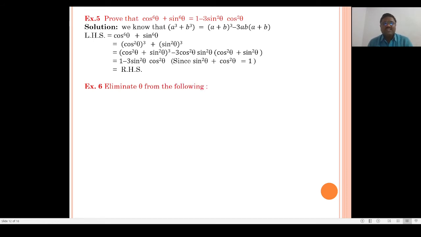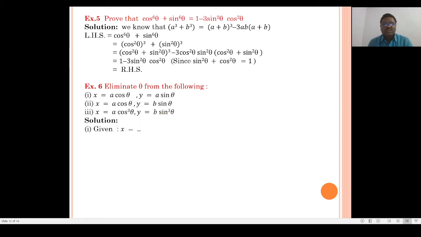Next example, eliminate theta from the following. So it is an important question, eliminate theta. So x equals to a cos theta, y equals to a sin theta, and second example x equals to, y equals to. Third example and solution.